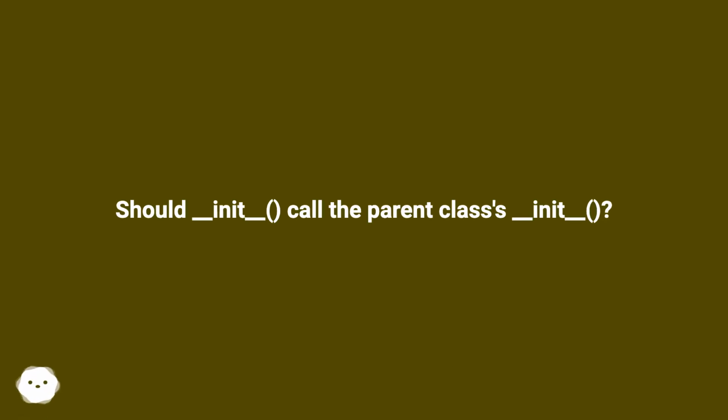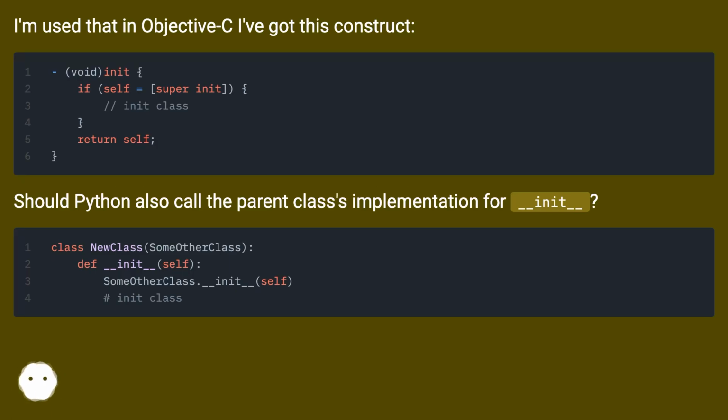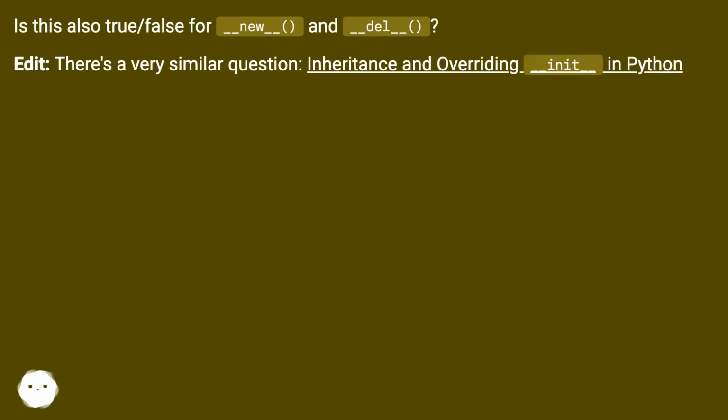Should __init__ call the parent class's __init__? I'm used to that in Objective-C; I've got this construct. Should Python also call the parent class's implementation for __init__? Is this also true or false for __new__ and __del__?